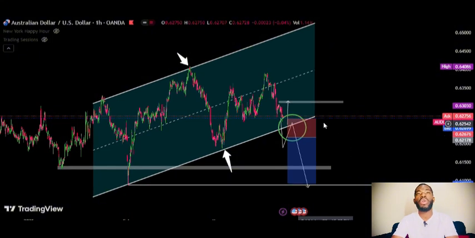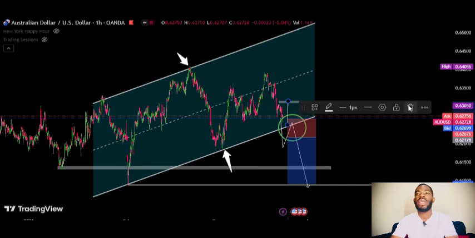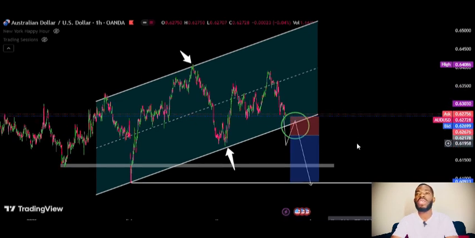Or you can use this for your own lesson so that whenever you see a chart pattern like this, you can actually take advantage of it. So this is how this chart pattern works.